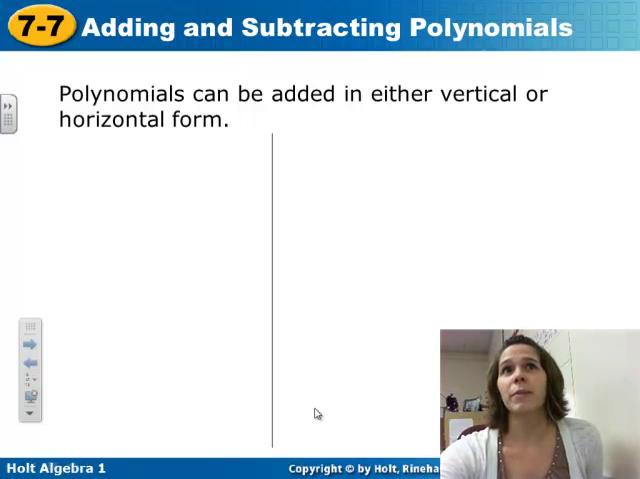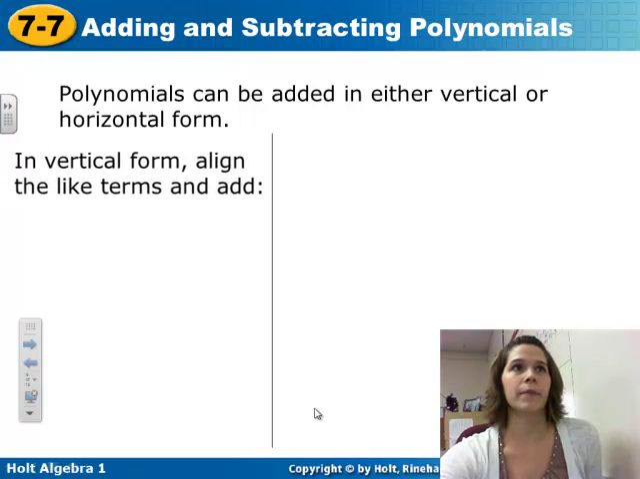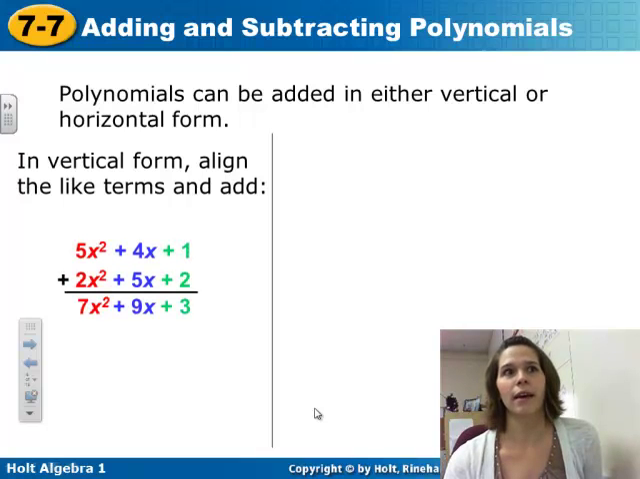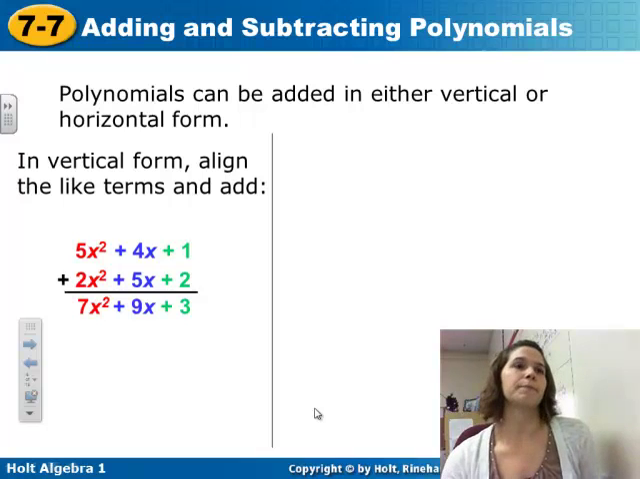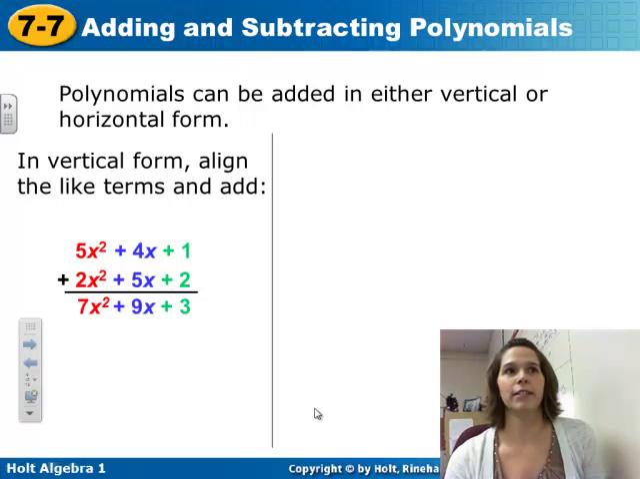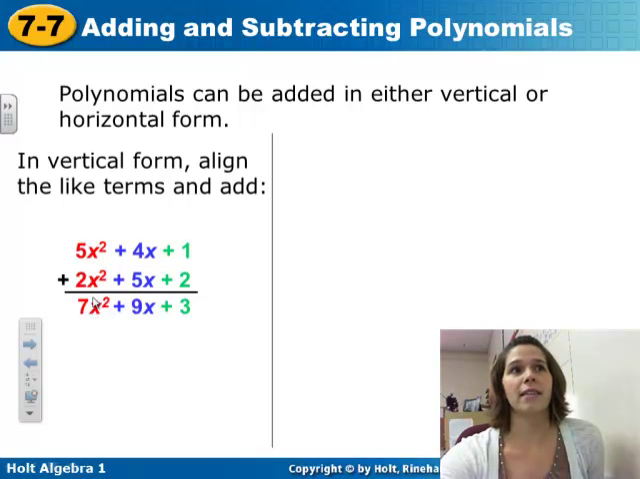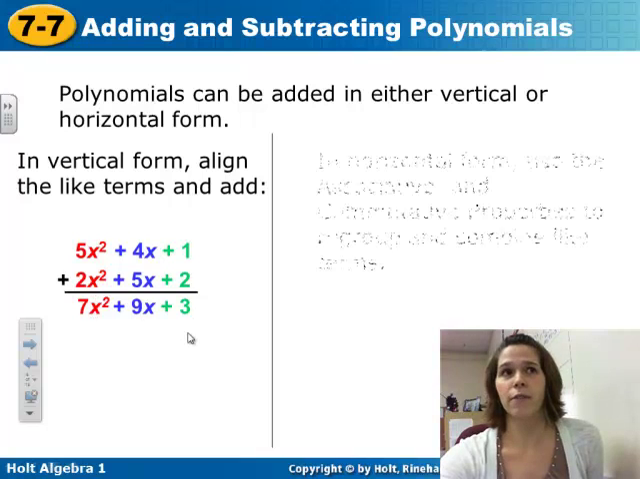Okay, polynomials can be added either in vertical or horizontal form. I like to put mine into vertical form, but the book will give you examples in horizontal form, and you might change them into vertical form. So in vertical form, align your terms and add or subtract. Okay, so if we add them, we don't have to worry about sign changes and that kind of stuff. So for example, 5x squared plus 4x plus 1, if I have a second trinomial with those same terms of an x squared, an x to the first, and a constant term, I can just add them up and combine my coefficients out in front.